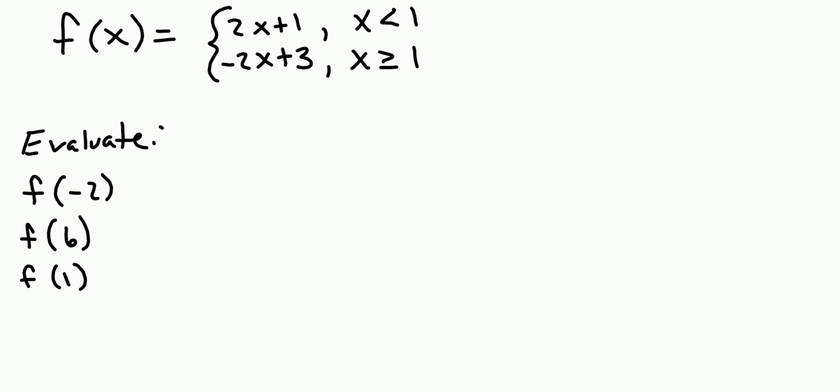Alright, so we're going to evaluate f of negative 2, f of 6, and f of 1. Okay, looking at the first one, negative 2. Negative 2 is less than 1, so we'll use this function here. 2 times negative 2 plus 1. 2 times negative 2 is negative 4, plus 1 is negative 3.